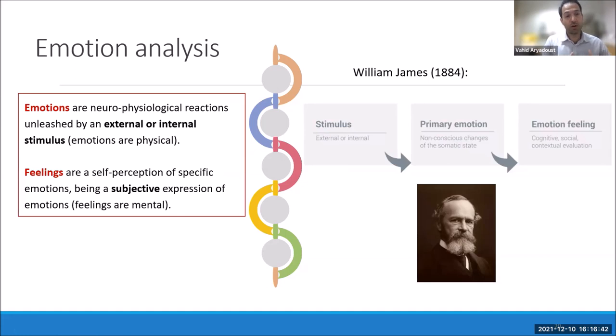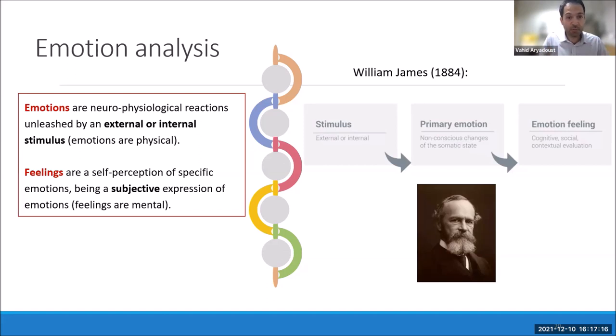Emotions are different from feelings, and in our field, we often use them interchangeably. But if you go to a field like psychology, emotions are defined as neurophysiological reactions that are unleashed by an external or internal stimulus. So emotions are non-conscious changes in our somatic state. We're not conscious of it. Right now, emotions might be going all through my body and I might not be conscious of it. But feelings are subjective.